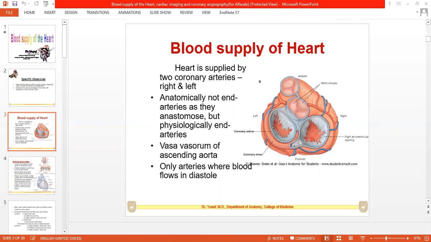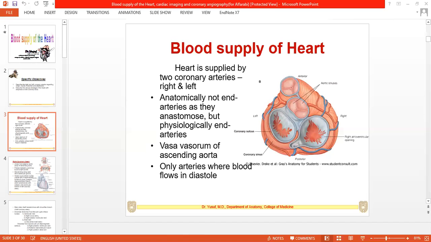Okay, coming to the right coronary artery, we will study these arteries one by one. The first one is the right coronary artery. It arises from the anterior aortic sinus of the ascending aorta. As I said at the beginning, this is the ascending aorta.